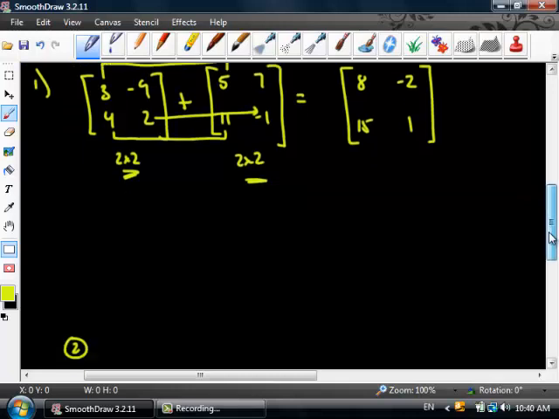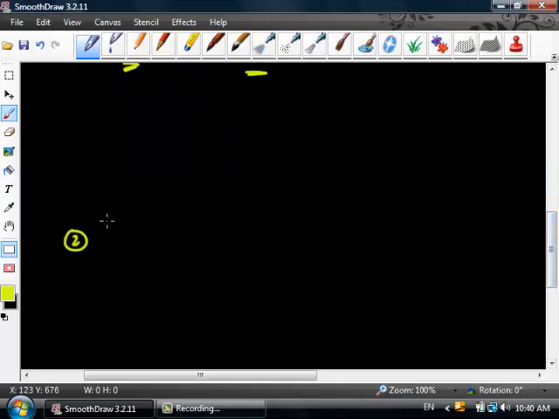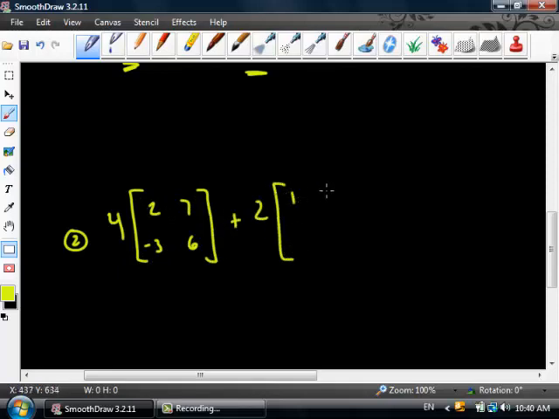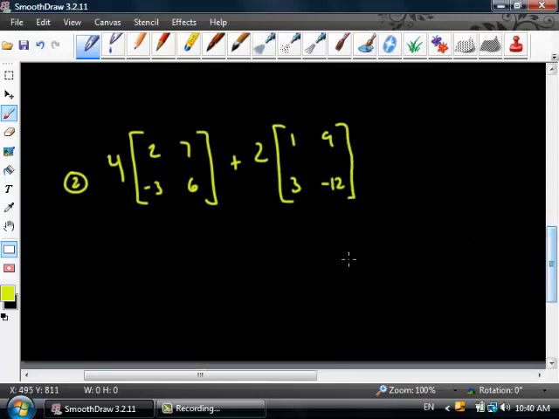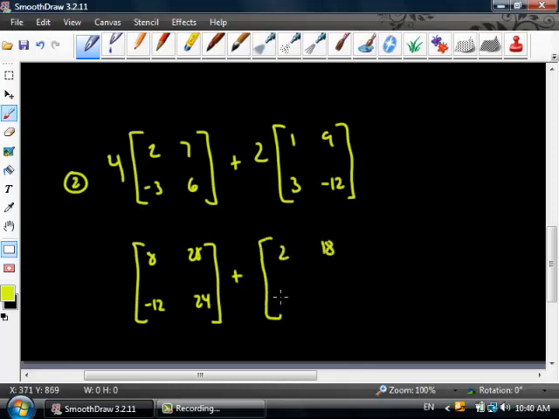Good? All right. The only way they can really make this harder would be if they did, say, 4 on the outside, and then, say, 2, 7, negative 3, and 6, plus 2, and say they gave you 1, 9, 3, negative 12. But we all know how to deal with a scalar on the outside. My new matrix on the inside here is going to be 8, 28, negative 12, and 24. Plus, my new matrix on the right side is going to be 2, 18, 6, negative 24.